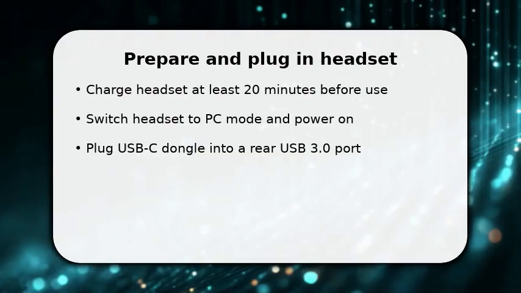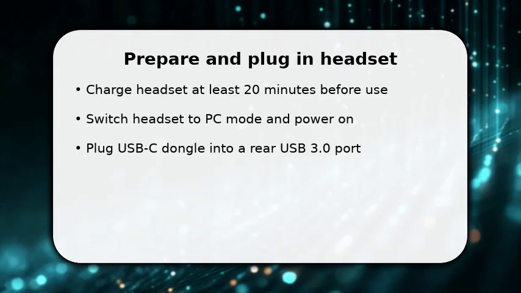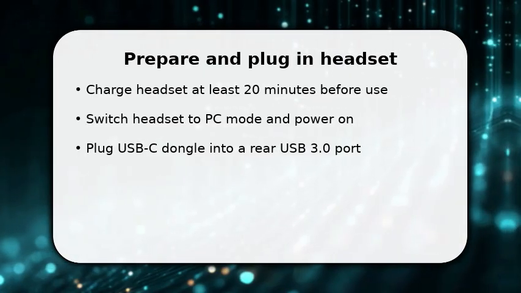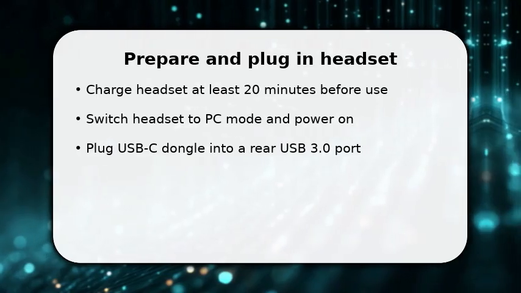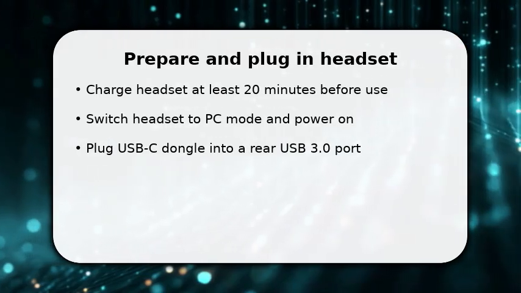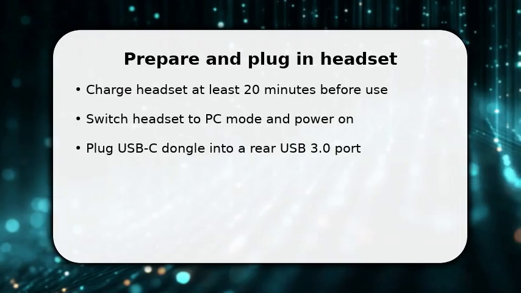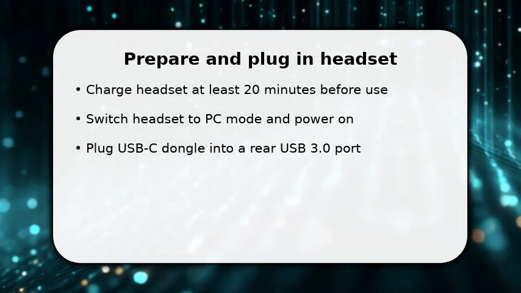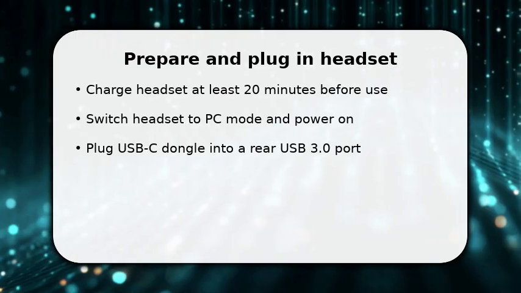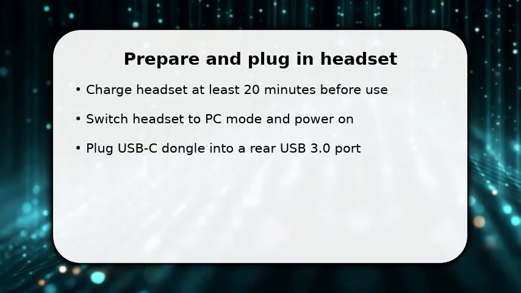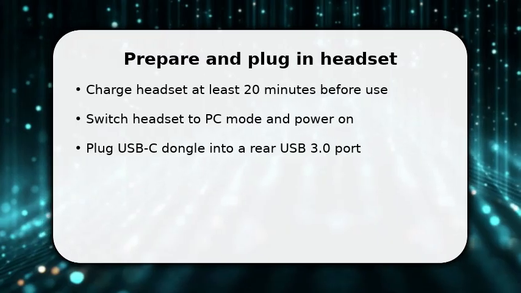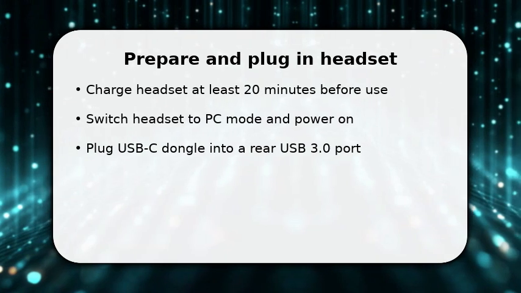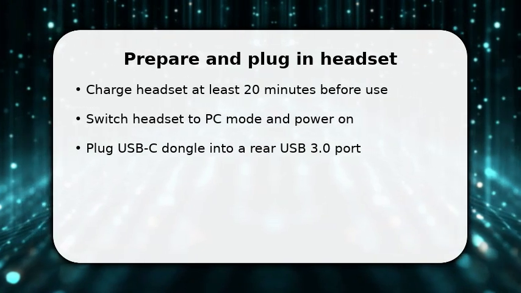You begin by readying the hardware. Charge the Quantum 610 briefly, then power it on and set its mode for PC. Plug the USB-C wireless dongle into a rear USB 3.0 port for best signal and reduced interference. Once done, make sure Windows recognizes a new USB audio device in the system tray. If using wired mode, connect the included 3.5 mm cable to your PC's headphone jack and the headset. This starts the audio path immediately.